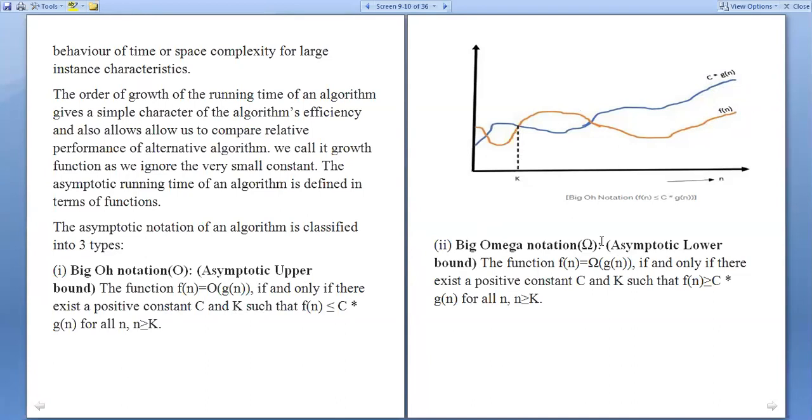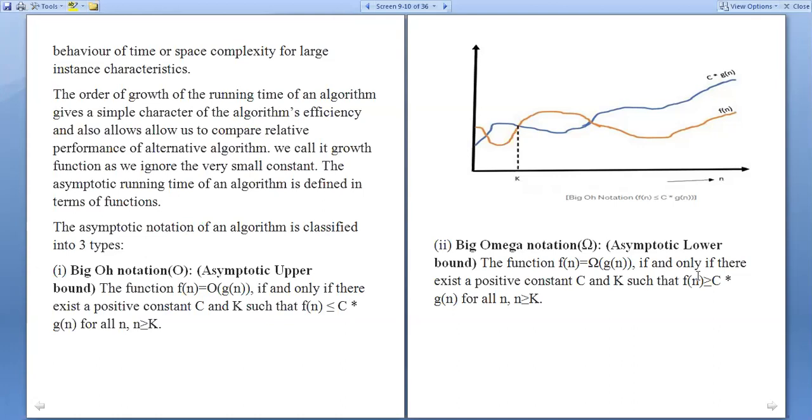Now big omega notation. What is omega notation? Asymptotic lower bound. This one is a lower bound. So function f of n equals omega of g of n. In the previous case, function f of n is equal to O of g of n. Now for big omega of g of n, again we are considering the positive constants c and k, such that f of n should be greater than or equal to c star g of n, some constant multiplied with g of n.